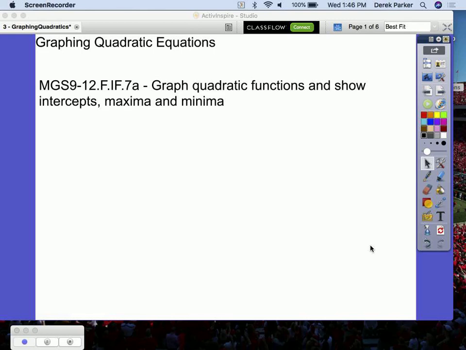In this standard, we are going to piggyback off what we already learned about quadratics. We're going to talk about graphing, but in a different way than what we've already learned. This is standard 7A.